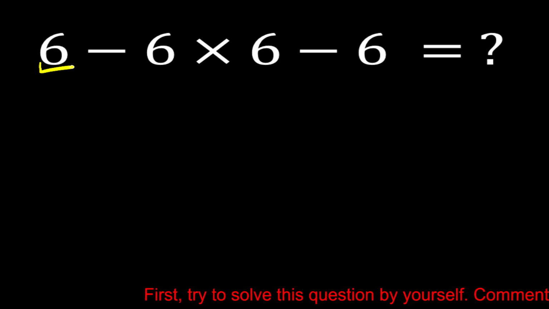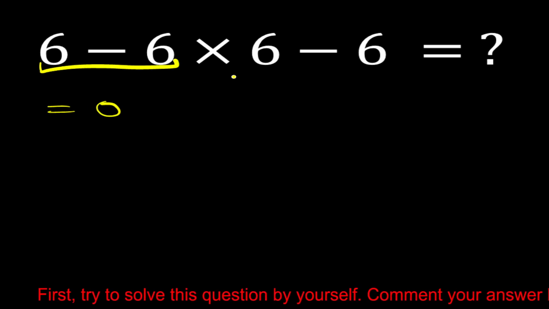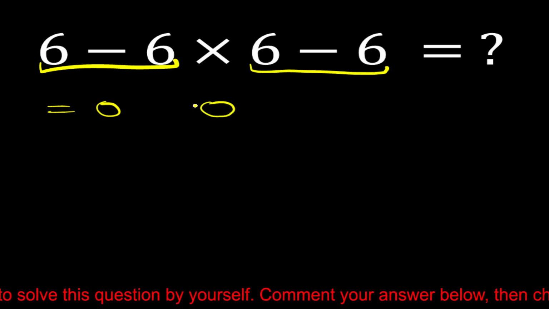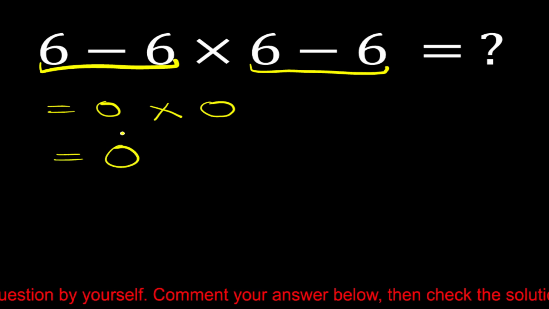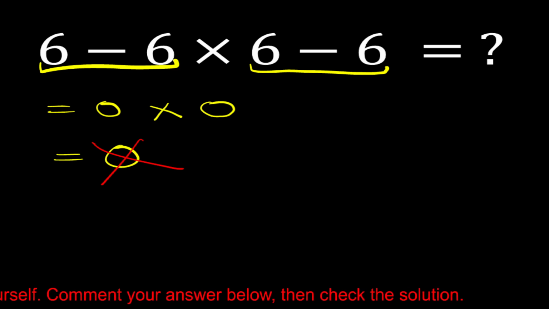So 6 minus 6 is equal to 0. Then again 6 minus 6 is equal to also 0. Now 0 multiply 0 is equal to 0. But this answer is not correct. This answer is completely wrong.